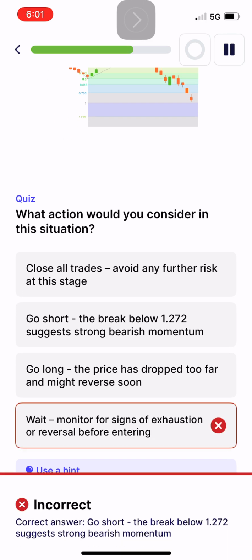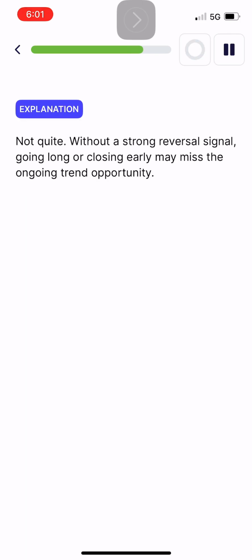No, the correct answer was go short. The break below 1,272 suggests strong bearish momentum. Not quite. Without a strong reversal signal, going long or closing early may miss the ongoing trend opportunity.